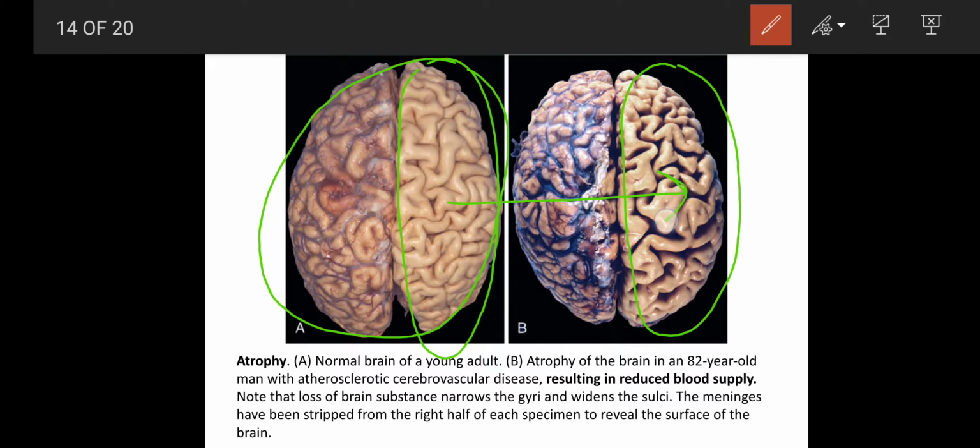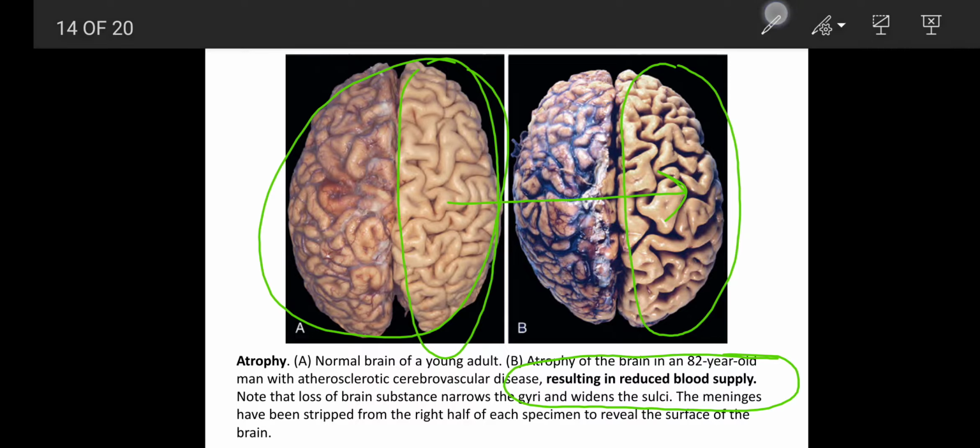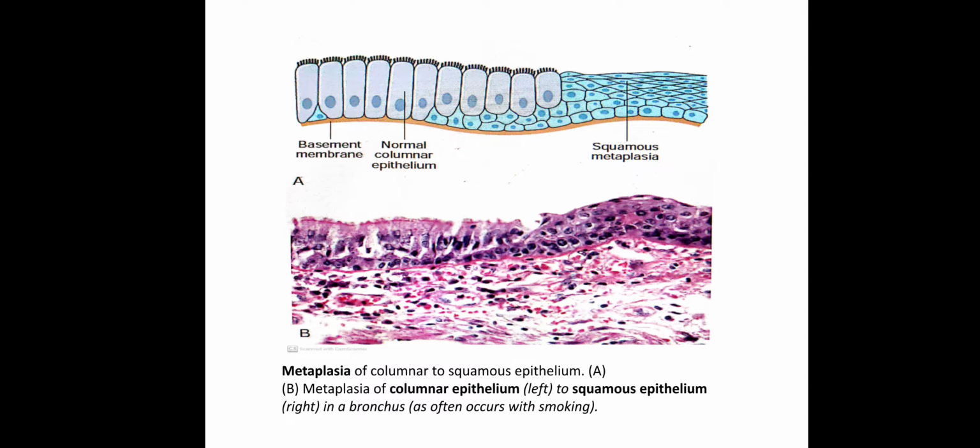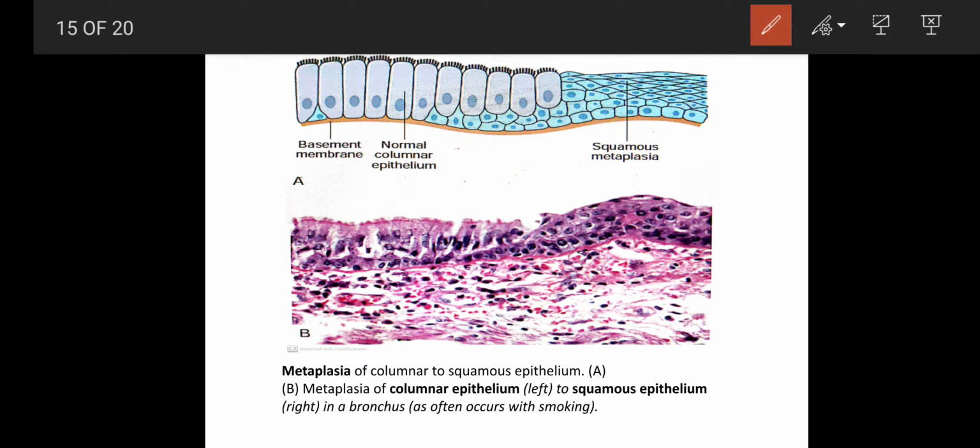So the sulcus and gyri have deepened, and why has this occurred? Because of atrophy. Now atrophy has many causes. I have already discussed those in my previous lectures, but see over here the basic reason for atrophy is a reduction of blood supply. Looking at the next image, this is a wonderful example showing metaplasia.